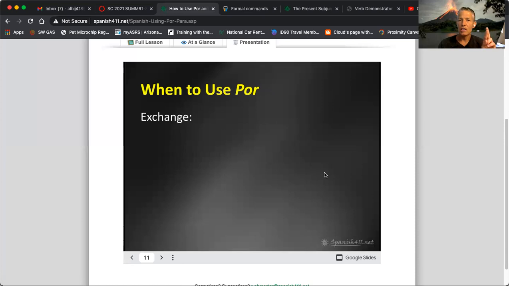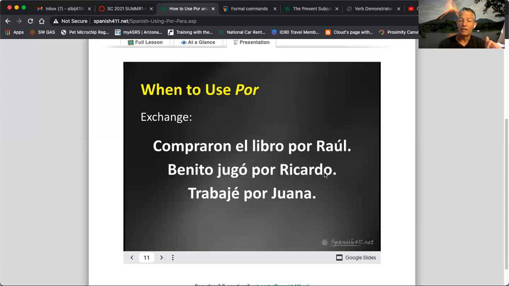When you're having an exchange. Compraron el libro por Raúl. They bought the book for Raúl, not as a gift, but as an exchange. I don't really like that sentence, honestly. I don't think that's a very good sentence. But I like these. Benito jugó por Ricardo. Benito played for Ricardo in his place, so he replaced him. There was an exchange there, okay?